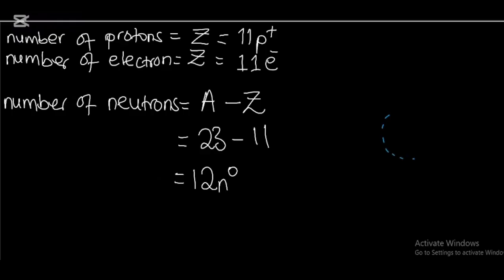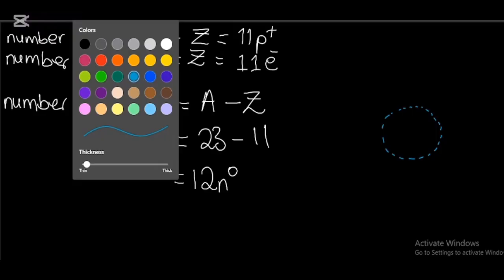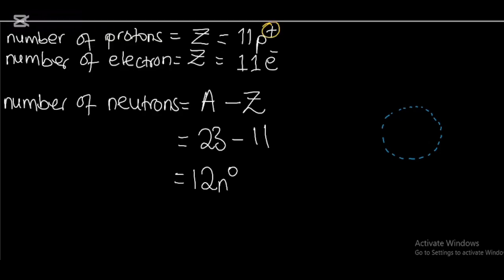Remember, the nucleus is made up of only protons and neutrons. So we have 11 protons. We'll use the yellow color to draw the protons, with a plus sign. So 1, 2, 3, 4, 5, 6, 7, 8, 9, 10, 11. We'll have 11 protons.